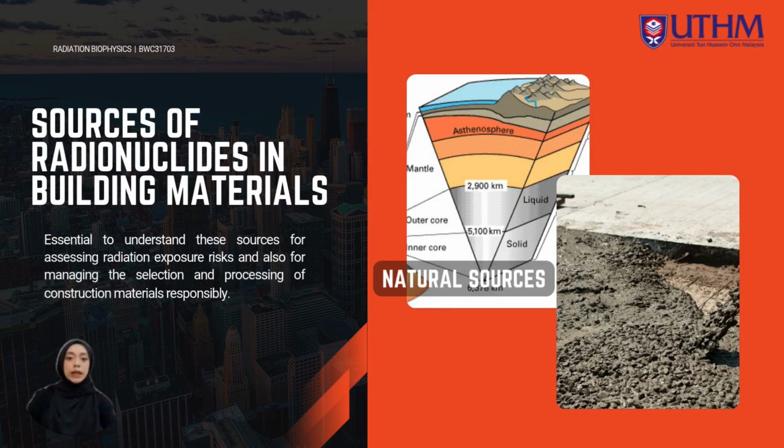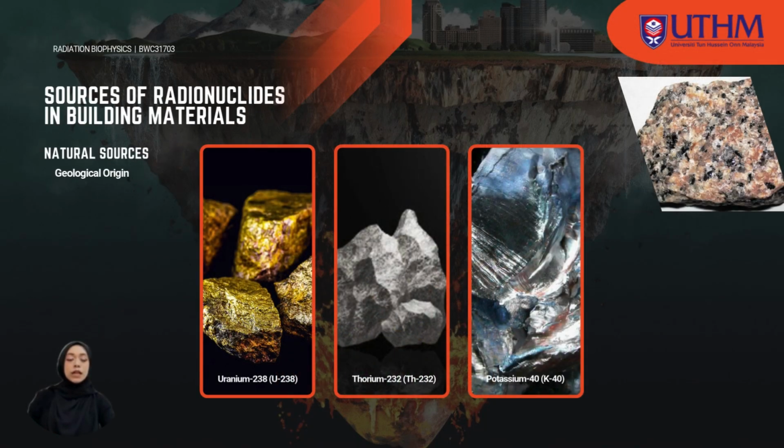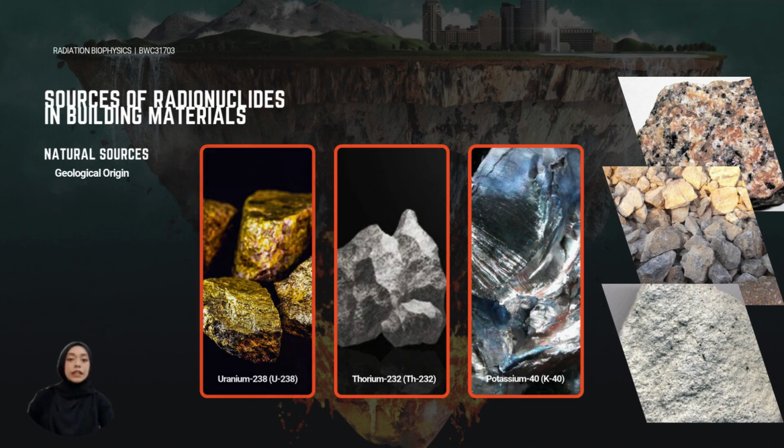Sources of radionuclides in building materials come both naturally and through human activity. First, most radionuclides come from the Earth's crust. Materials like granite and phosphate naturally contain uranium, thorium, and potassium. When we use these rocks in construction, especially indoors, they can give off low levels of radiation.